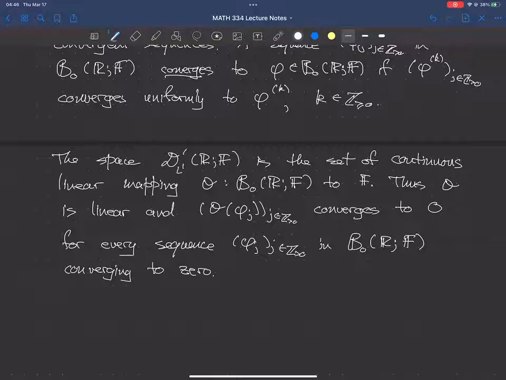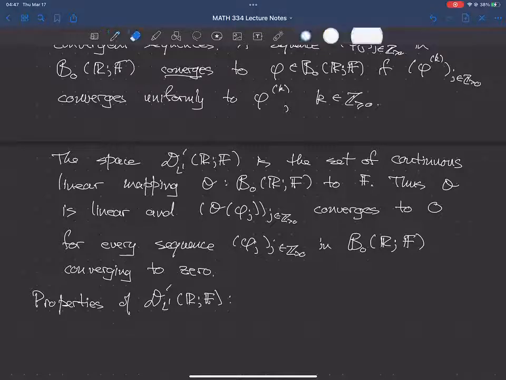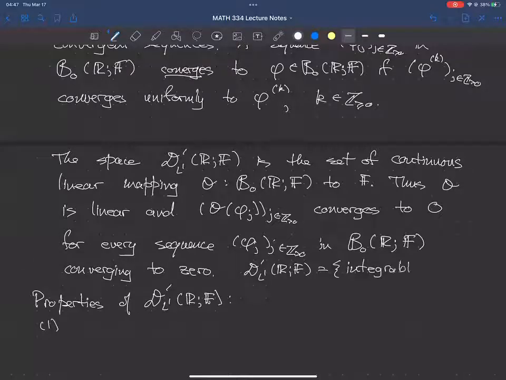Okay, so we call D prime L1 the space of integrable distributions. That's the name you give to these. The special class of distributions is called integrable distributions.